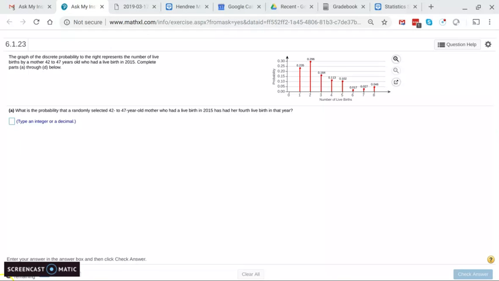Okay, here is number 5 on homework 6.1. So this is just a discrete probability distribution. For a woman giving birth who was 42 to 47 years old, what number child was she giving birth to? Was it the first, second, third, fourth, fifth, sixth, seventh, or eighth? This is the number of births, and this is the probability.